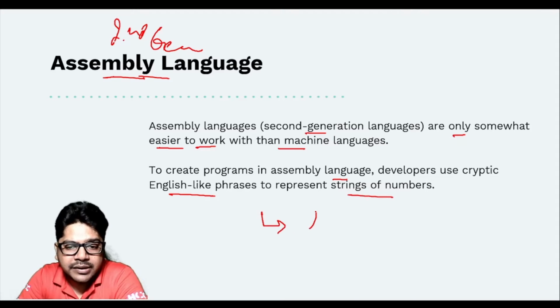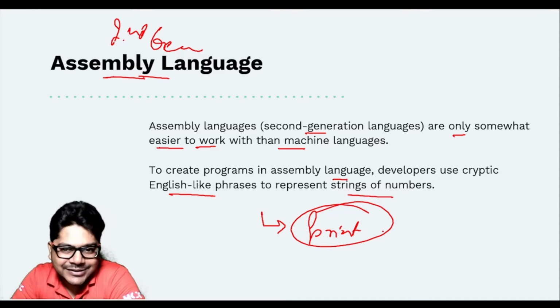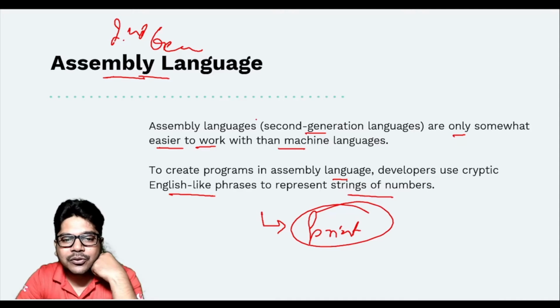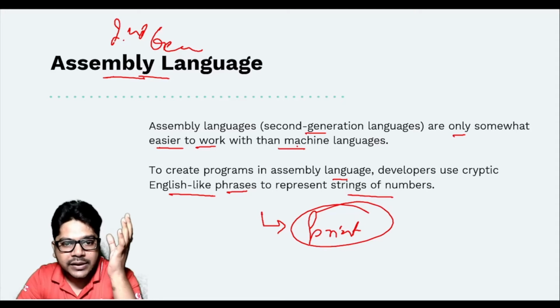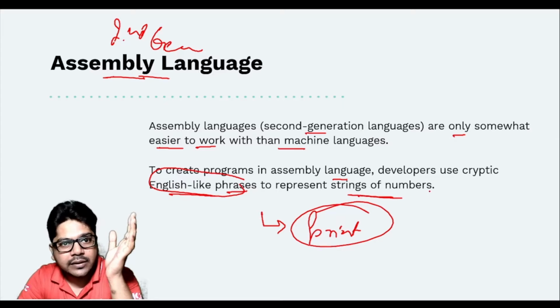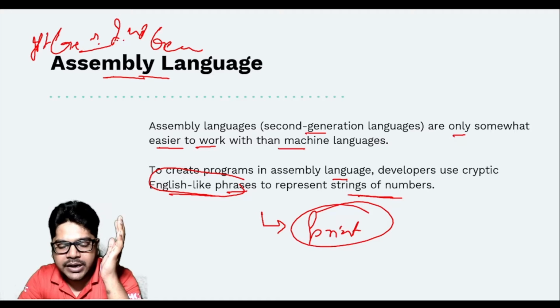Like if I tell you an example, like print. It might not be exactly the same kind of statement, but I'm just giving you an example. So developers use cryptic English-like phrases. Now, from strings of numbers, they started using English-like phrases to represent strings of numbers. That was the advancement from first generation to second generation.